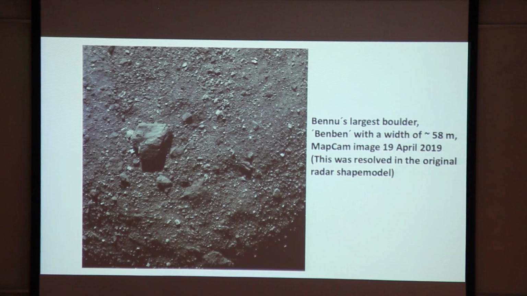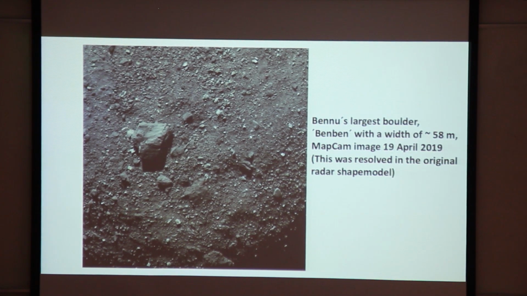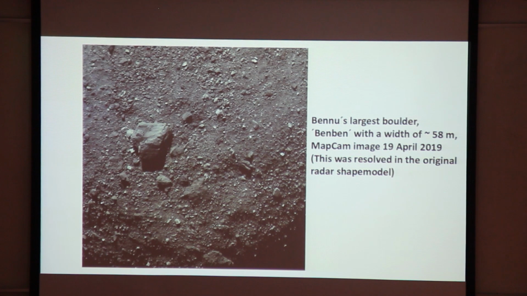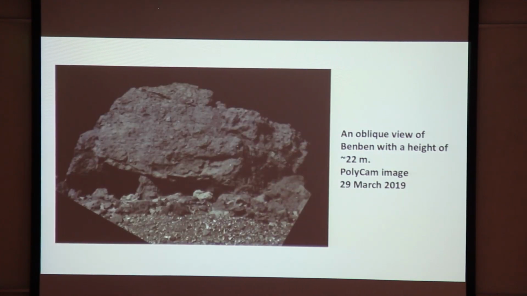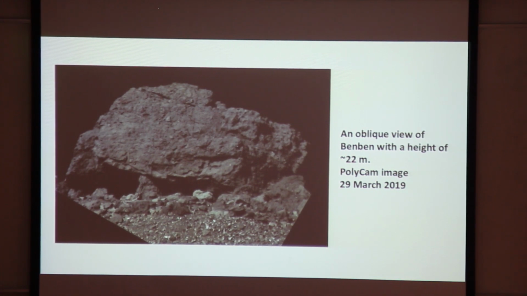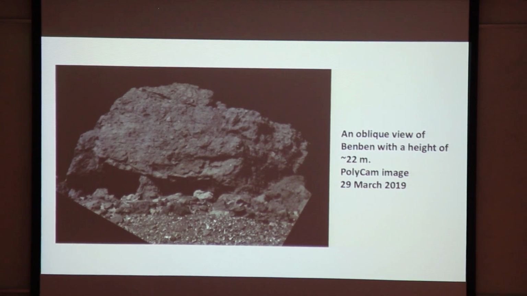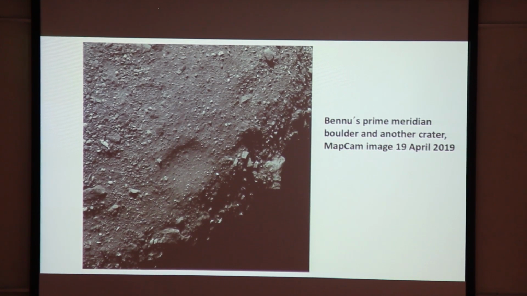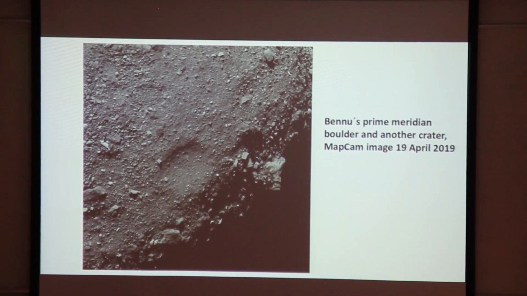And this is the largest boulder you can see here, and it's more than 50 meters in its largest dimension. If you look at it in an oblique view, it gives you an estimate of its height, more than 20 meters. This was present in the original radar-based shape model, but its size was still underestimated. And this image shows one other boulder that is present.